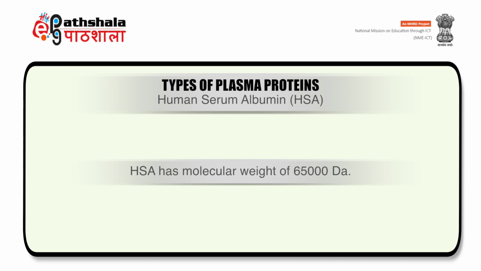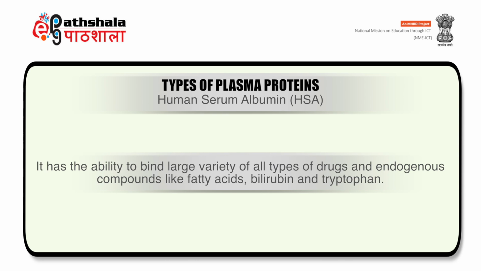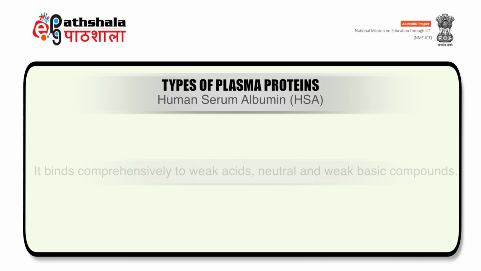Human serum albumin has a molecular weight of about 65,000 daltons. It is composed of a single chain of 585 amino acids. It has the ability to bind to a large variety of drugs and various endogenous compounds like fatty acids, bilirubin and tryptophan. It binds comprehensively to weak acids, neutral and weak basic compounds.